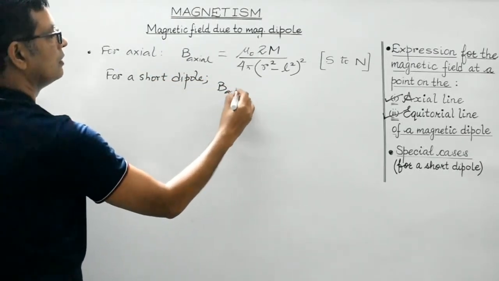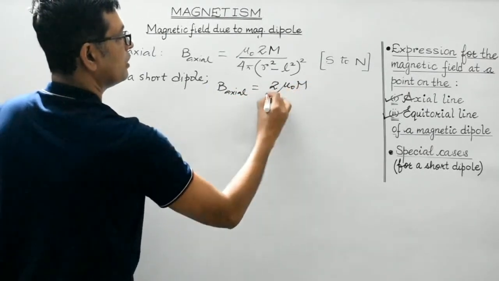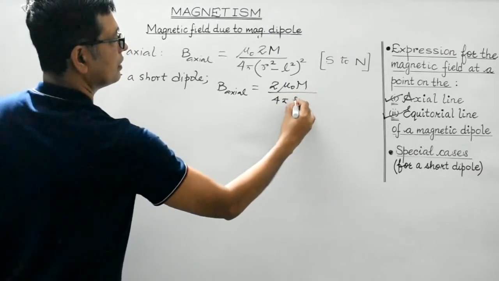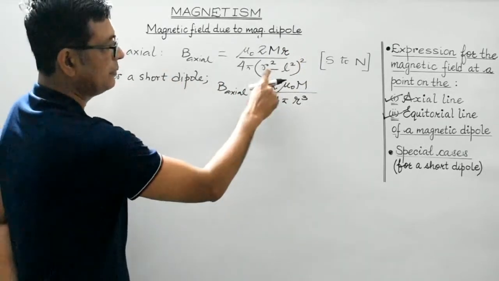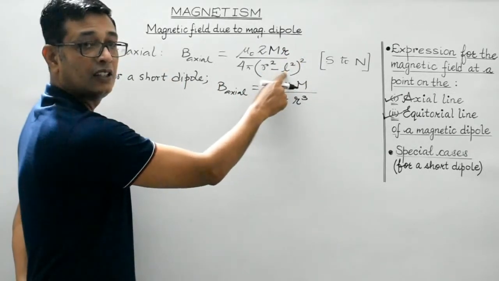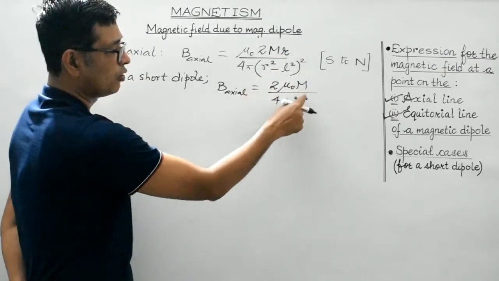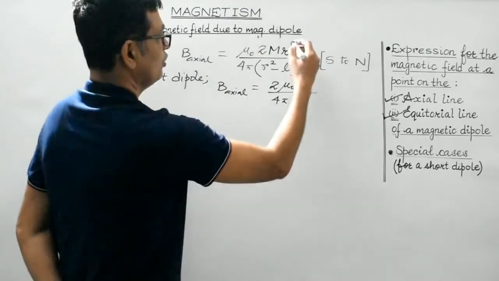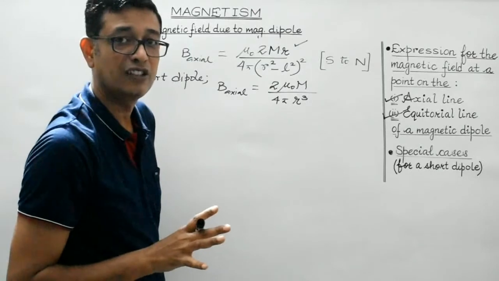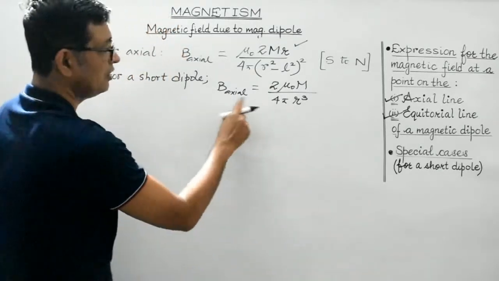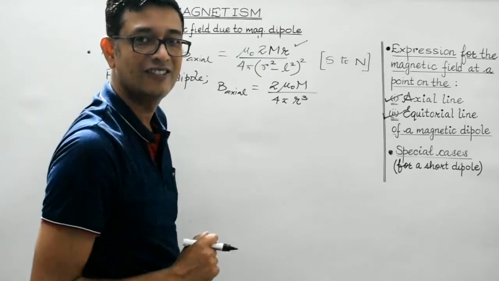B axial is equal to twice mu naught M divided by 4 pi, in fact here it should be r, like this. So for a short dipole, L square can be neglected. So r square to the power square will become r4. r divided by r4 will become r cube. So this is the expression for the B axial at any point on the axial line due to a magnetic dipole, and this is the formula to be used when the dipole under consideration is short, right?